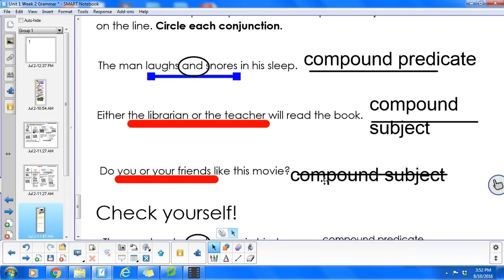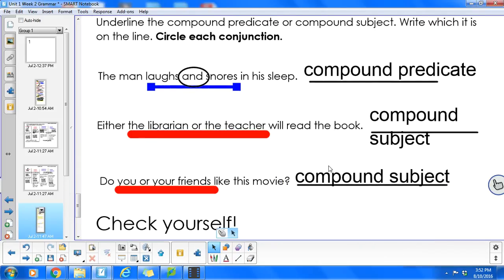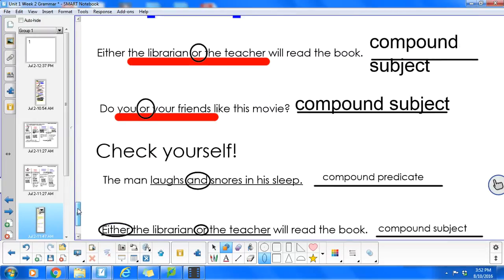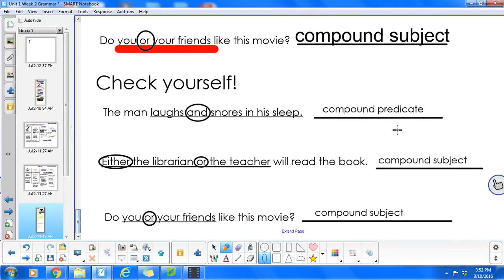Now, I think there are some things I was forgetting in the directions. So let's go back. It said I had to underline each compound predicate or subject. I did that. I had to write what it was in the line. I did that. Circle each conjunction. Uh-oh, I only did that once. So I better go back and circle the word that links them together. And now I can check myself.